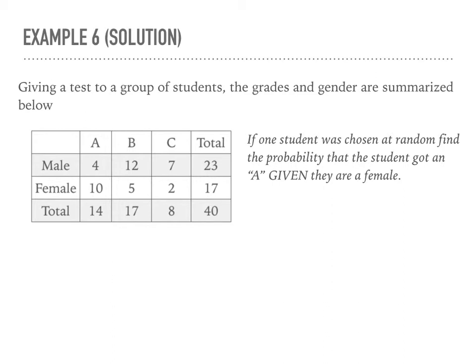And again, giving a test to a group of students, the grades and gender are summarized below. If one student was chosen at random, find the probability that the student got an A given they are a female. So again, with a given, we're going to look in just the row or column for the given. Here we're given they are female, so we're looking in just the female row. So the total is 17. How many got an A? 10 of them got an A, so we have 10 over 17.